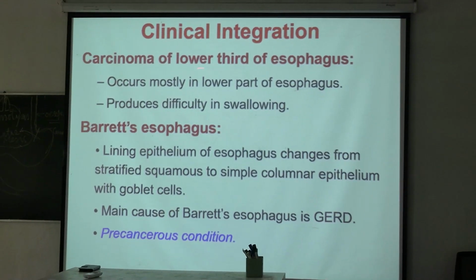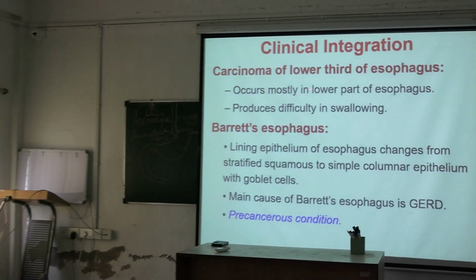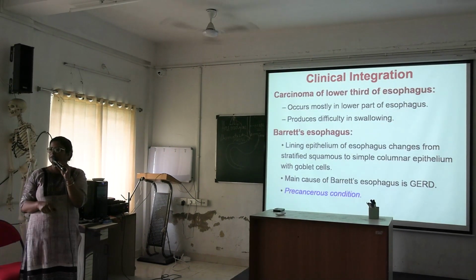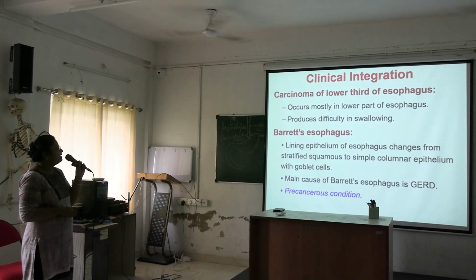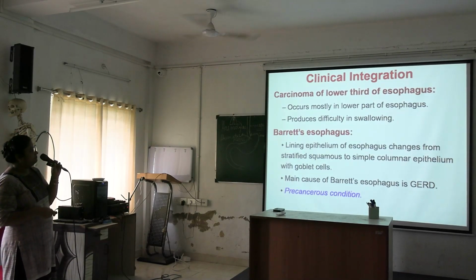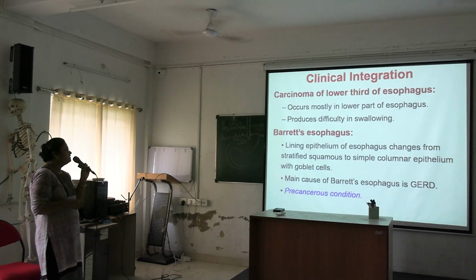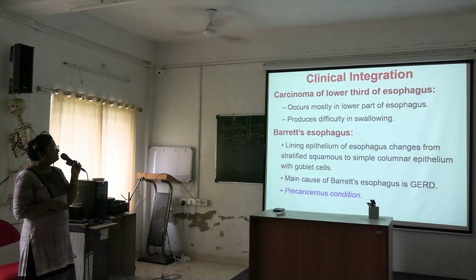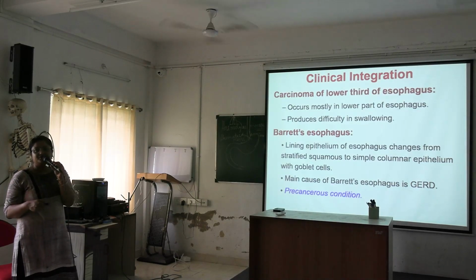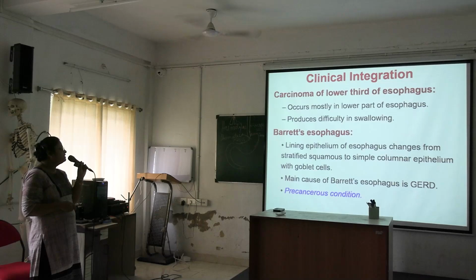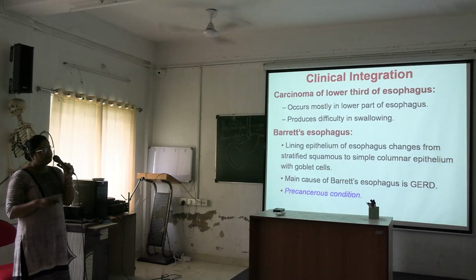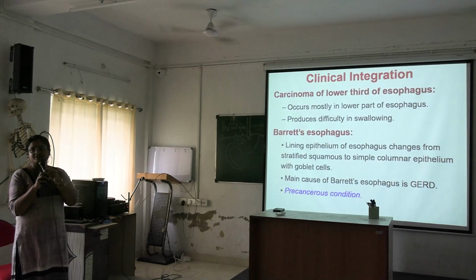Next is carcinoma of the lower third of the esophagus. It occurs mostly in the lower part of the esophagus and produces difficulty in swallowing. Okay, carcinoma. Next is Barrett's esophagus. This also comes in your short note. Barrett's esophagus: the lining epithelium of the esophagus changes from stratified squamous to simple columnar epithelium with goblet cells. The main cause of Barrett's esophagus is GERD, gastroesophageal reflux disease. And this is a precancerous condition, a changing of the epithelium. It will develop into carcinoma later on.